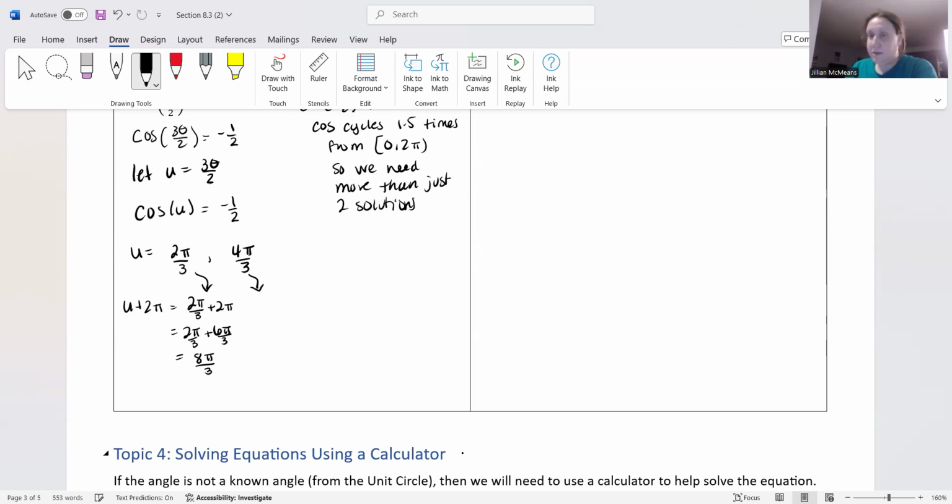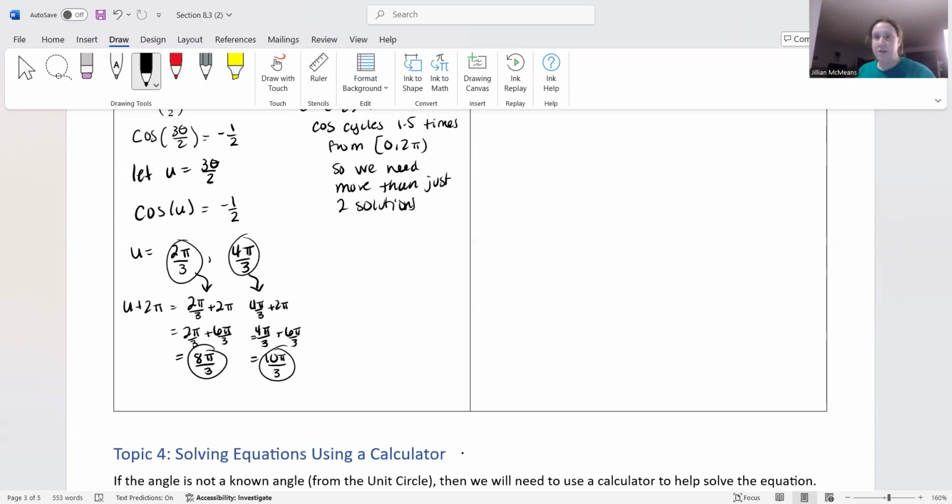And then we're going to do the same thing for 4 pi over 3. We're going to find an angle coterminal to 4 pi over 3. So we're just going to add 2 pi to that. So 4 pi over 3 plus 2 pi is going to be 4 pi over 3 plus 6 pi over 3, which is 10 pi over 3. Okay, so we have one full cycle, and then we have 2 full cycles. We're not going to need all of this, so we may have to do some fancy work here in just a minute, okay?